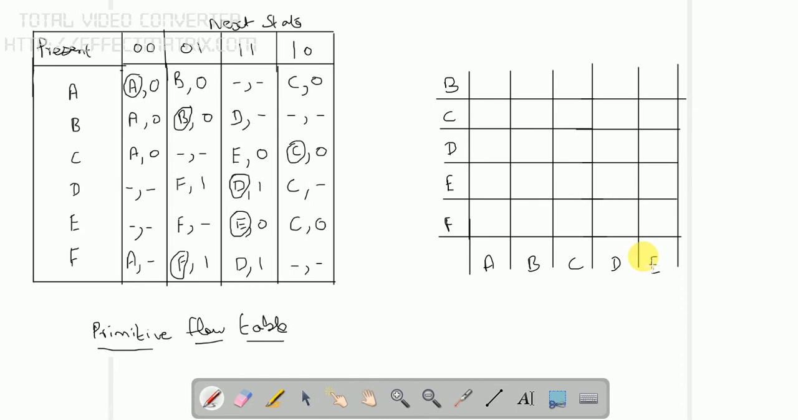So in this step we are going to use the primitive flow table, and from this primitive flow table we are going to reduce the state value. How to reduce the state value? This is the first step, which is used to change the state value. For that I'm going to check the equality of states. Okay, so I've drawn the graph like this.